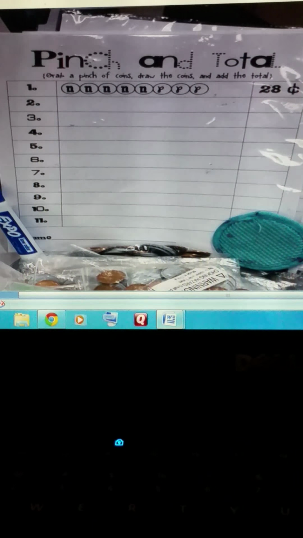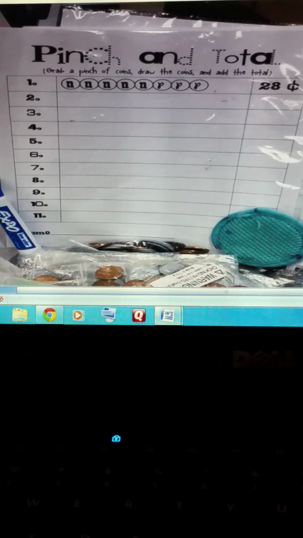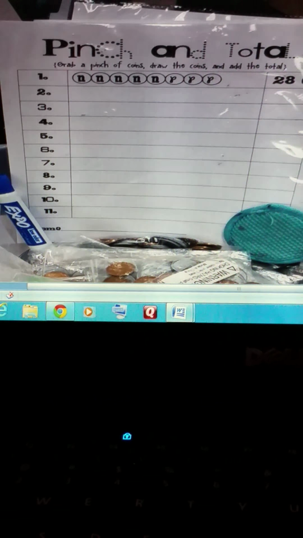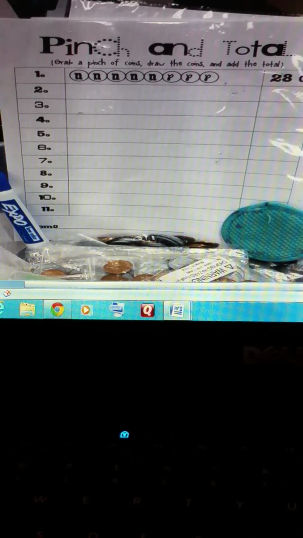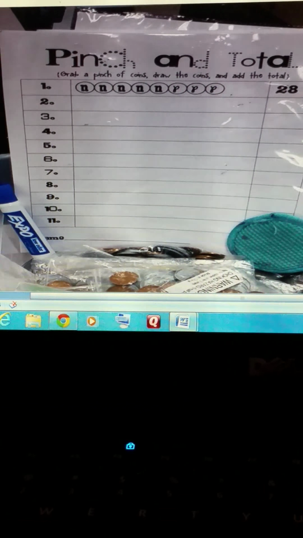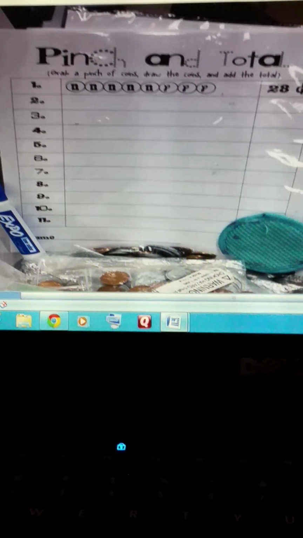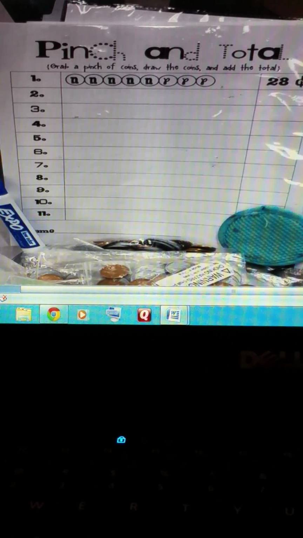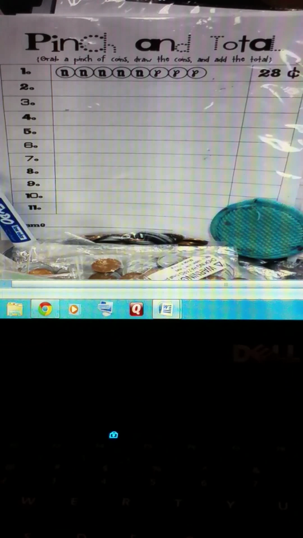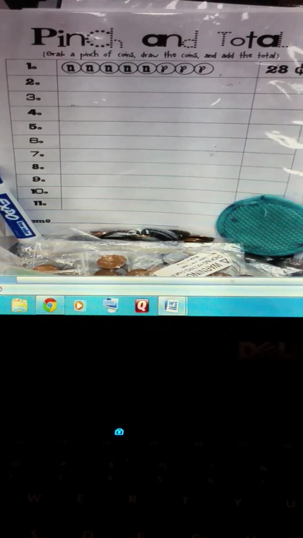The Pinch and Total papers you can print from the internet or create them on a Word document. I suggest you put them in a sheet protector or get them laminated so you can use them over and over again. The directions are also very simple. Students take some coins between their fingers. They pinch them, they drop them down, and then they count to see what coins they have.